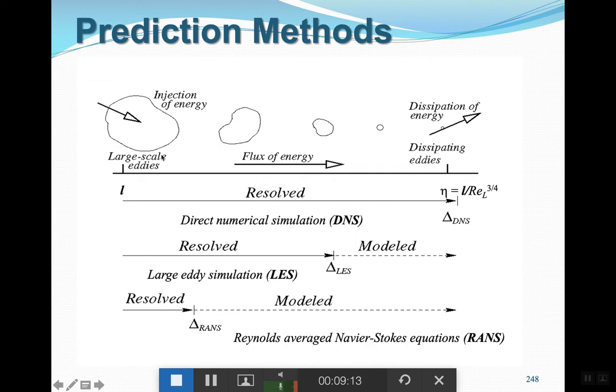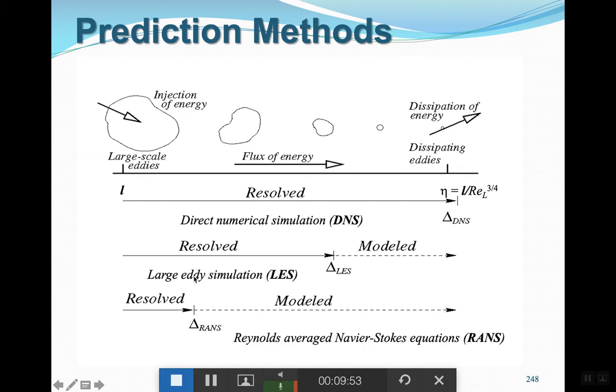So if this is your energy cascade, you provide energy to the larger scale eddies, they flow through medium size eddies or Taylor scale eddies, then the energy is dissipated through small eddies, right? This is what we had. If you use DNS, which means direct numerical simulation, you will be able to resolve from the large eddies to the small eddies, meaning you don't use any sort of auxiliary equations or modeling. You just use 5 equations and solve this.